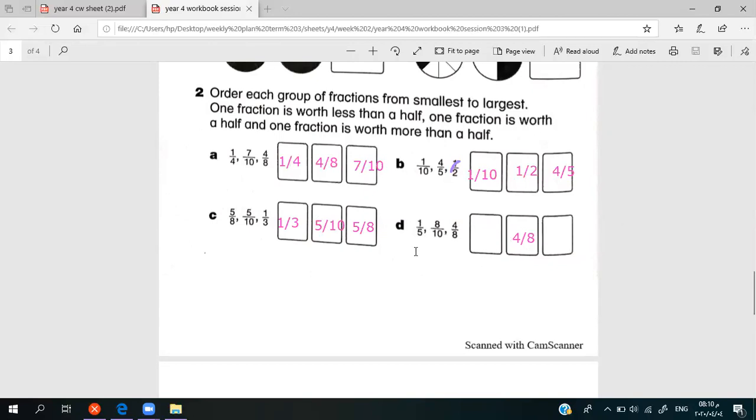Now let us see. Which one is bigger than the half? Let's try this. 8 over 10. Half of the 10 is what? 5, right? So anything bigger than 5, this means that this fraction is bigger than half. Why? Because 5 over 10 is a half. Now 8 over 10, I took more than 5. So this is bigger than the half. So here is 8 over 10. And definitely the one from the 5 is smaller than the half. Okay?